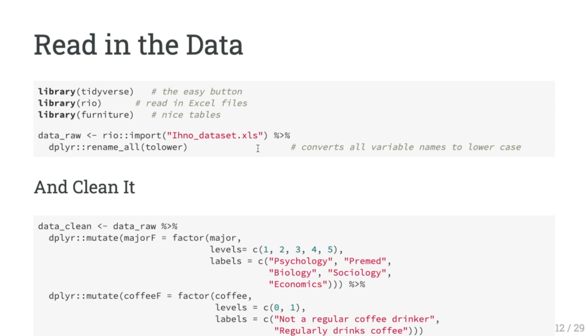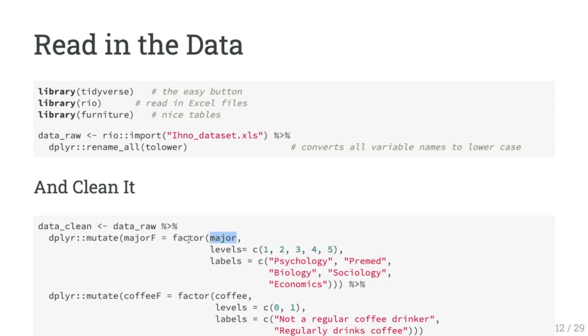We can also clean it up a little bit. In this case, we're going to take our data, and then we're going to mutate. Mutate just changes or creates a new variable. In this case, we're creating a new variable called major F. And all it is, it's the factored version of what was our major variable before. So major was just numbers 1 through 5.